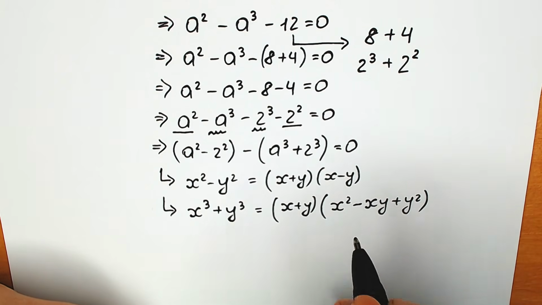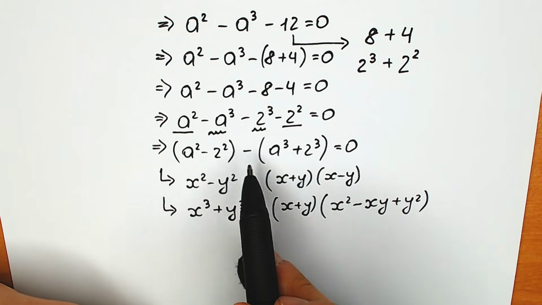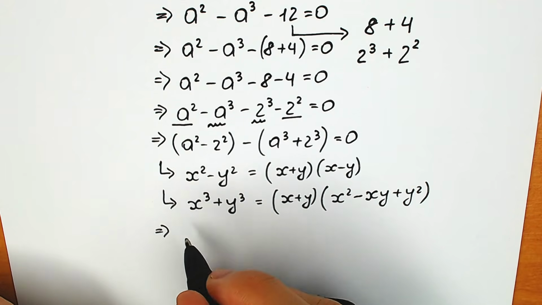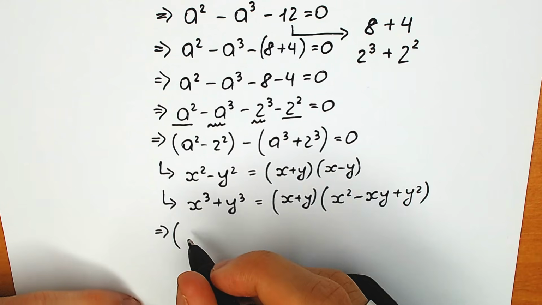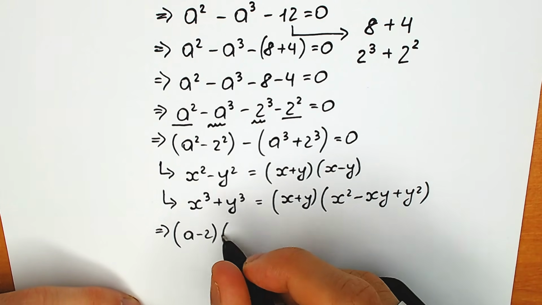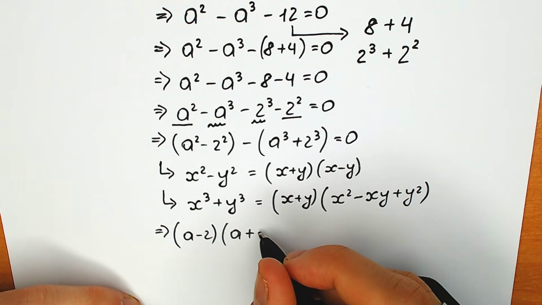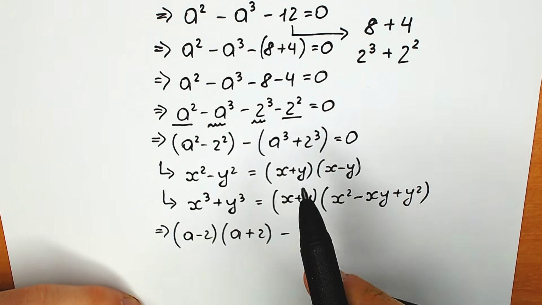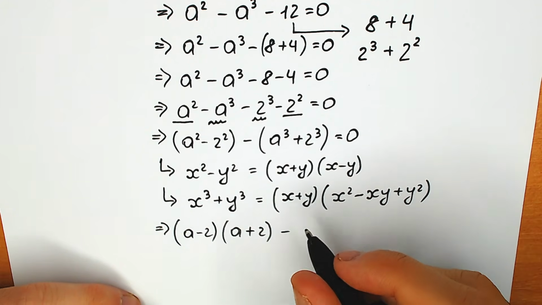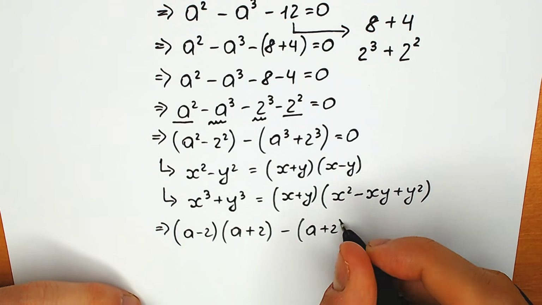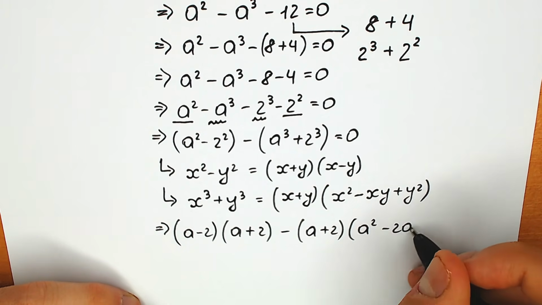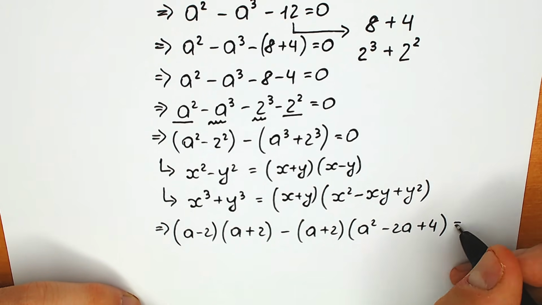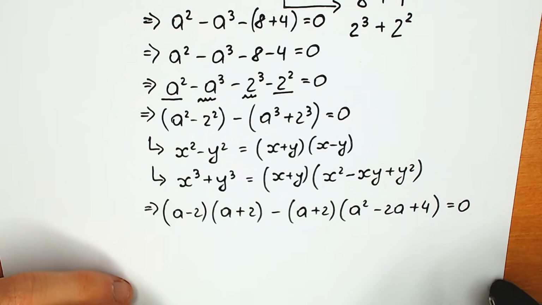Two formulas, and right now we're going to apply them: the difference of squares and the sum of two cubes. For the difference of squares, we're going to have a minus 2, a plus 2, or a plus 2, a minus 2, it doesn't matter. In our case, let's use a minus 2, a plus 2 right here. And we're going to have minus the sum of two cubes. As a result, what do we have? We have a plus 2, and in another parenthesis we're going to have a square minus 2a plus 4 equals 0. I really hope you understand it.